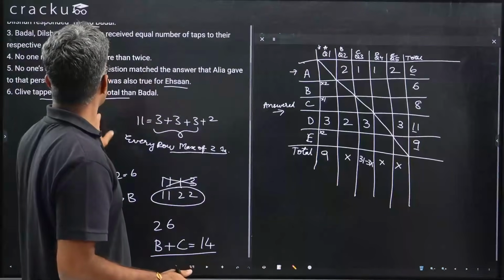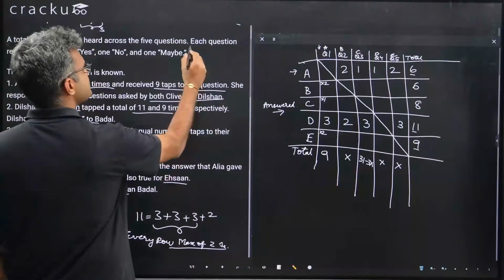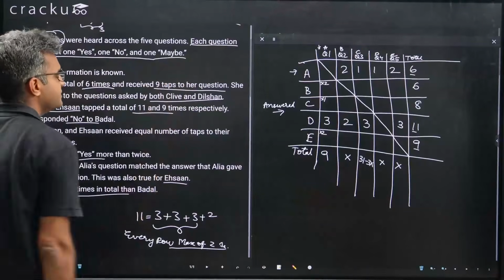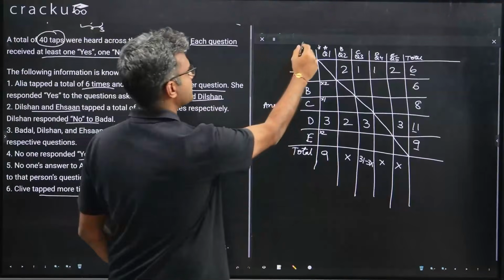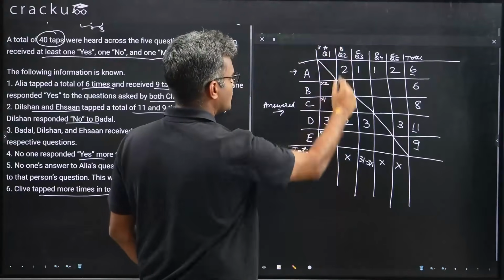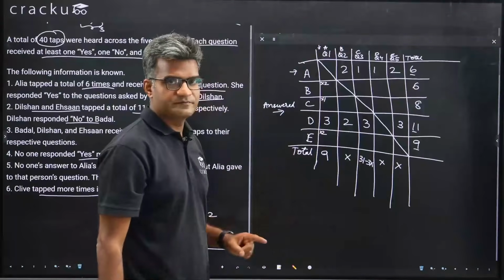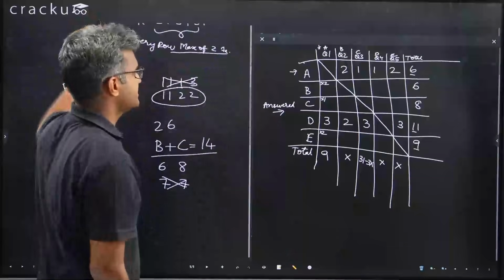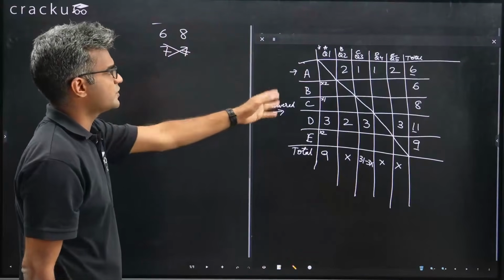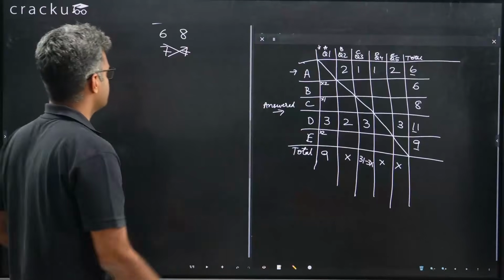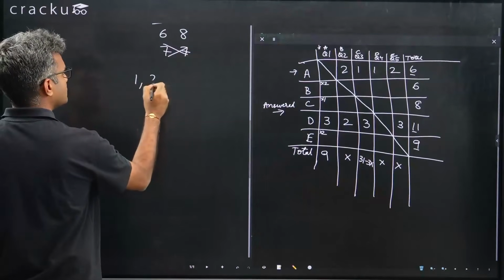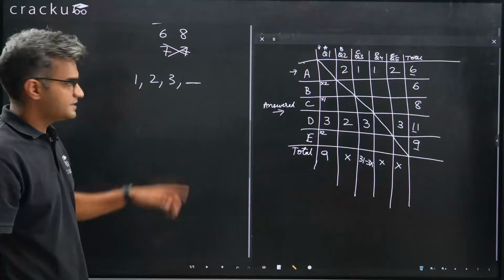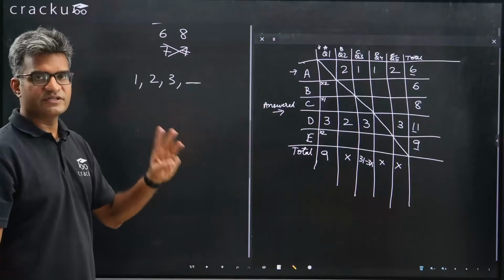One other clue that we didn't particularly use was that each question received at least one yes, one no, and one maybe. That is, every question over here, that is every column over here, has at least one 1, one 2, and one 3. So there are a total of 4 columns. Each one of them has at least one 1, one 2, and one 3, and the last one we don't know. The last one can be either 1 or 2 or 3.